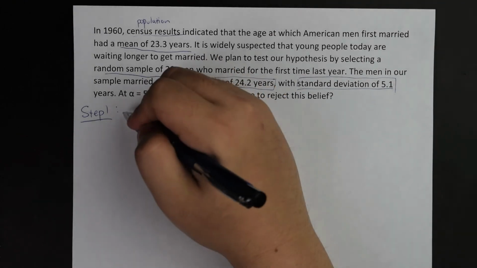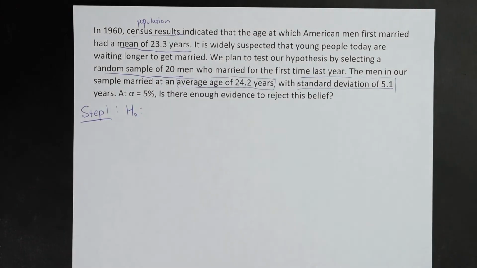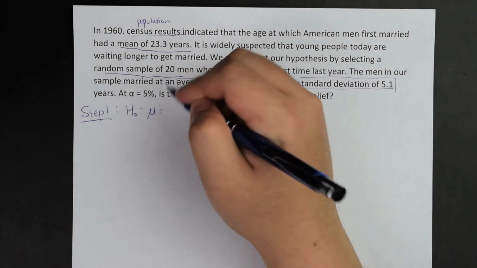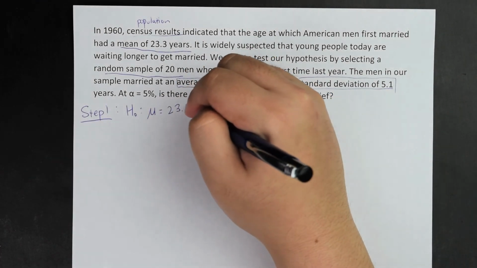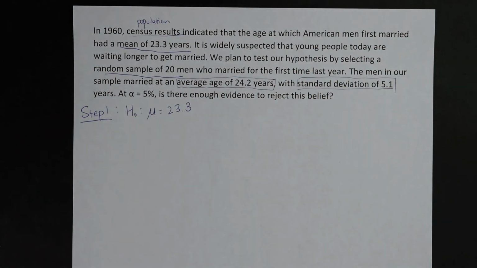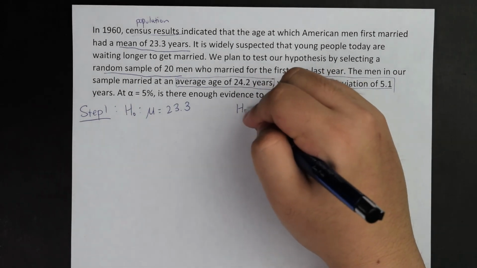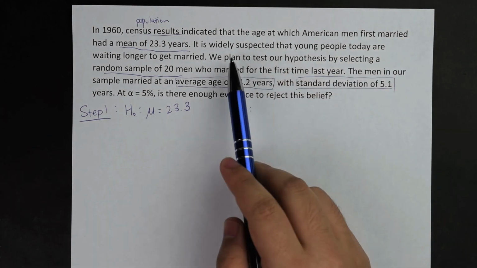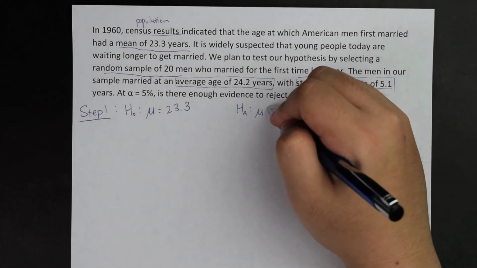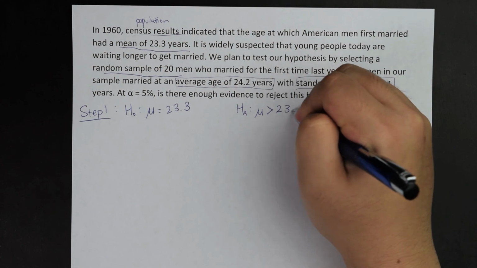Okay, so my null hypothesis for this question is going to be my mean value. So right now, my mu value, they mentioned right here, is 23.3 years. That is the population value, the true value of this question. And so that is going to be my value for the null hypothesis. My alternative hypothesis is what we're trying to prove. And it states that we believe that it actually increased, that more men are marrying later on. So that means my mean actually has to be greater than 23.3.